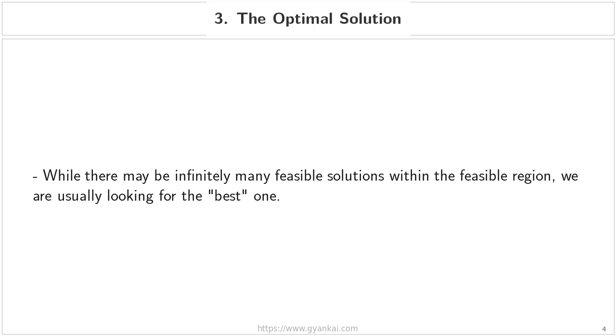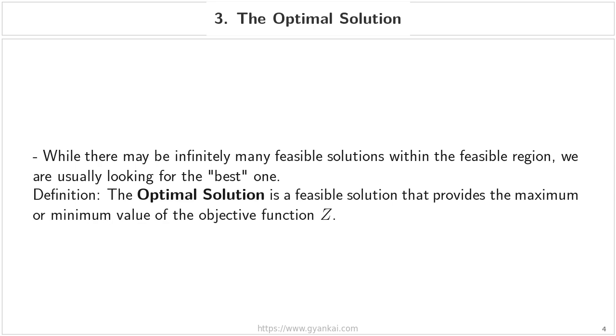However, in the real world, we aren't just looking for any valid option. We are looking for the best one. This brings us to the definition of the optimal solution. An optimal solution is a specific feasible solution that provides either the maximum or the minimum value of our objective function, which we represent as z.